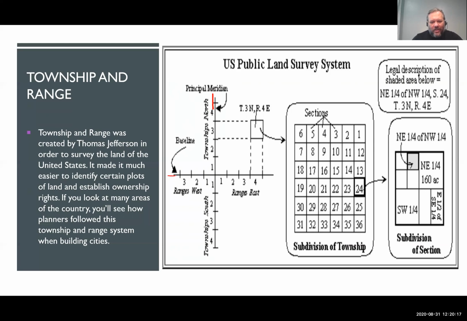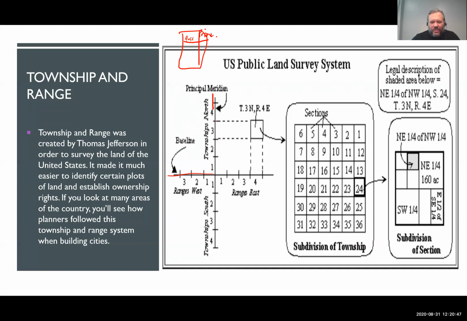And they also have what they call a baseline. Each state would have different baselines and different principal meridians. So anyway, let's pretend that this is Arizona. All right, let's say that this is the baseline up here, and that this is the principal meridian. You get the idea. And what they do is they break these things up into what they call townships and ranges.